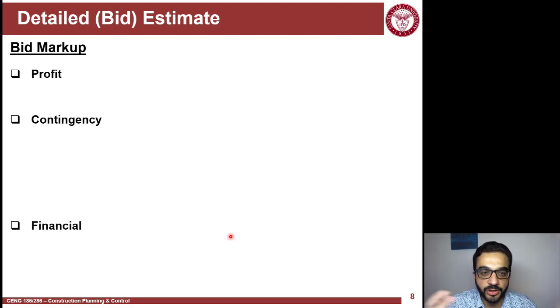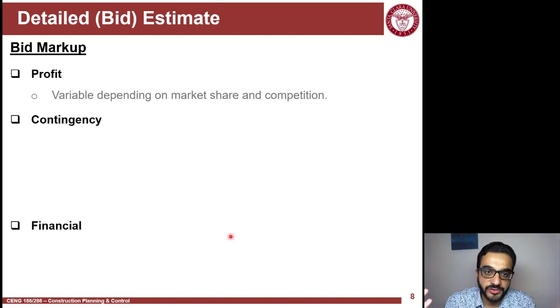Some people mix markup with profit, but actually profit is part of the markup, but markup is bigger than the profit. Profit is included in the markup. So profit, we all know the profit. It's just the return, as if you're investing in this company, you look at what's the return on my investment in this company.